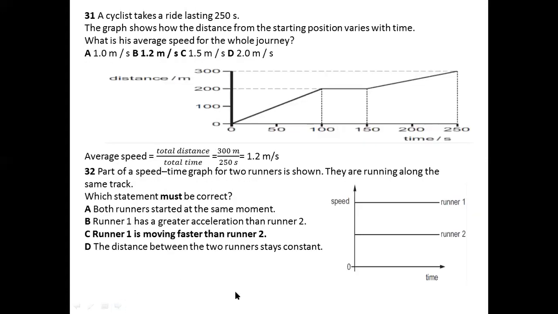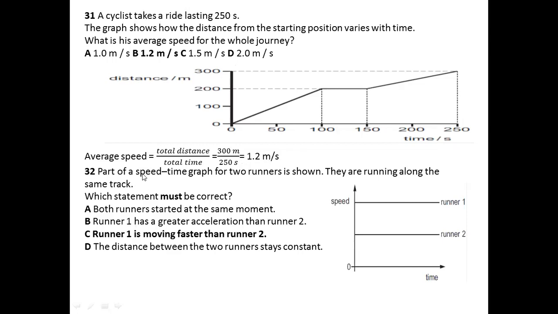Next question. The cyclist takes a ride lasting 250 seconds. What is the average speed for the whole journey? How to calculate the average speed? Total distance over total time. Distance total is 300 meter, and total time is 250 seconds. So 300 meter divided by 250, answer is 1.2 meter per second.